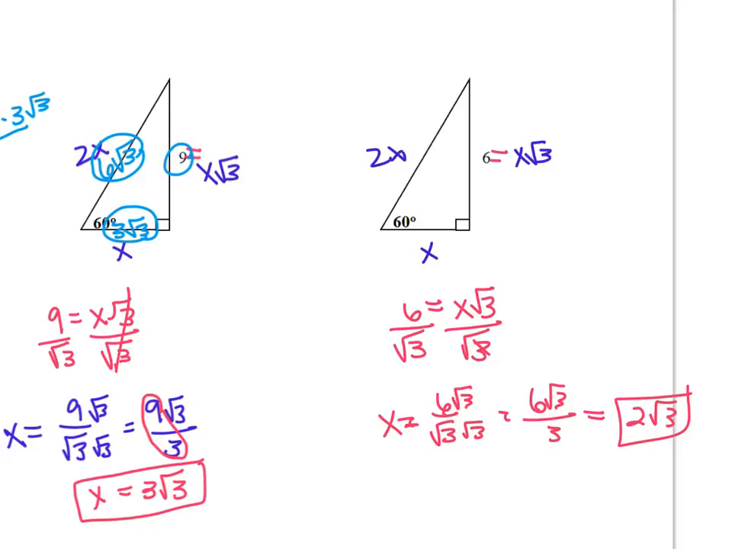We take that, we plug it back in. The side with just the x is 2 square root of 3. And then to get the hypotenuse, 2 times 2 square root of 3. You can multiply those outside numbers. This becomes 4 square root of 3. And then our third side was 6.